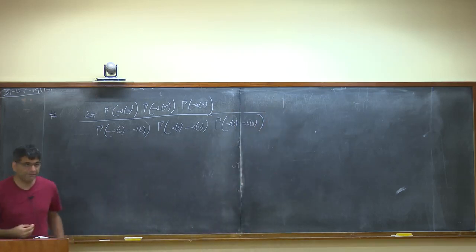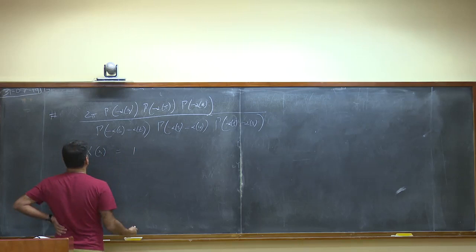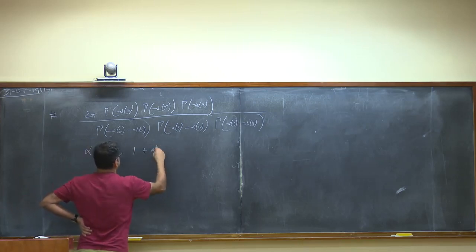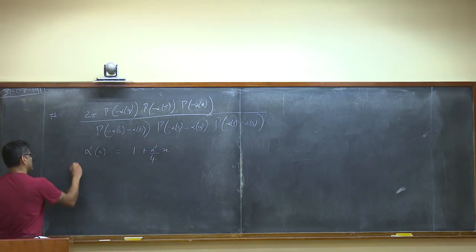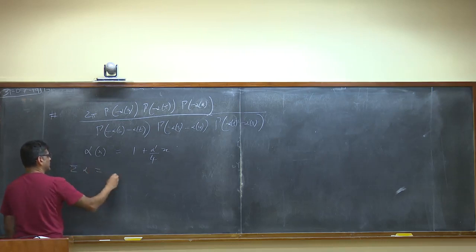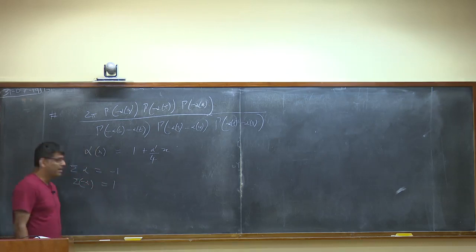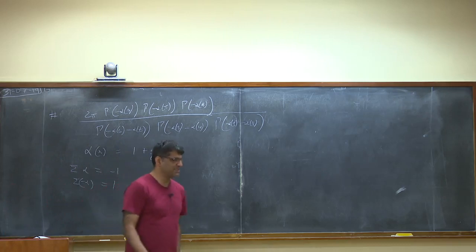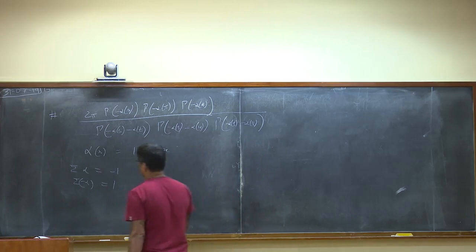Let's remember that alpha of x was equal to 1 plus alpha prime by 4 x. And we had sum over alpha was minus 1, sum over minus alpha was 1, coming from s plus t plus u is equal to 4 times m squared, using the value of m squared. This was for the tachyons.